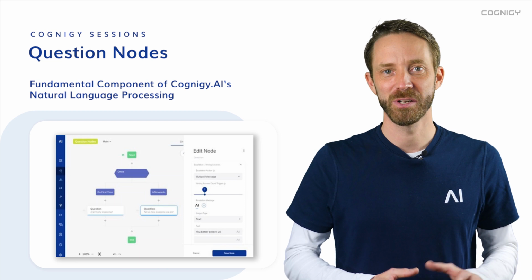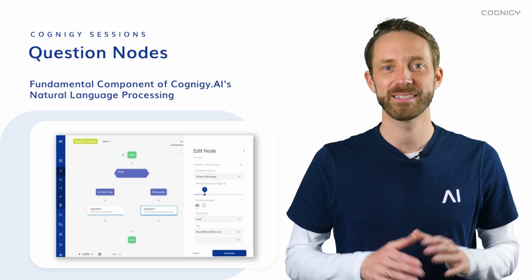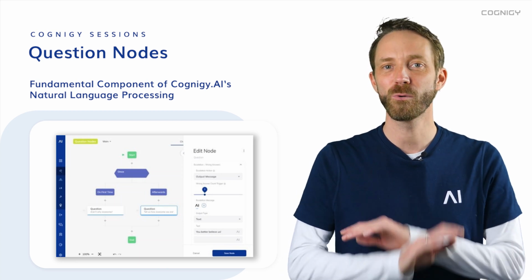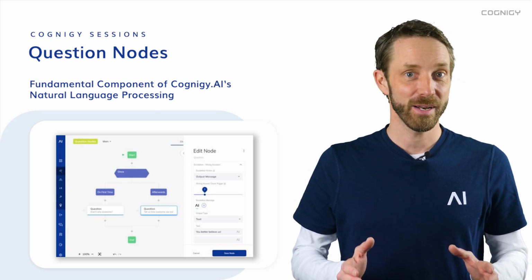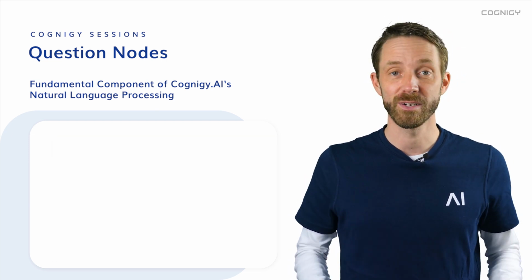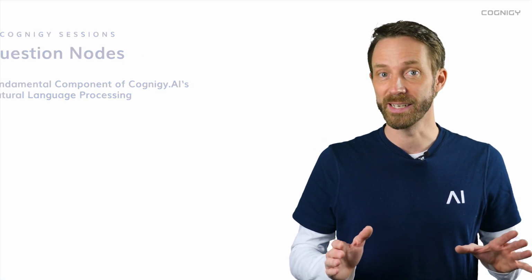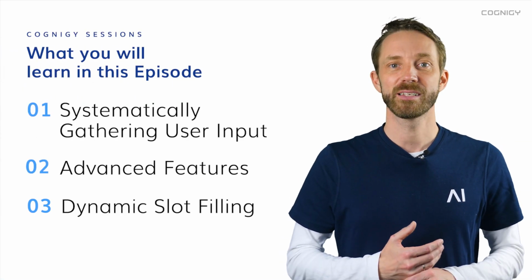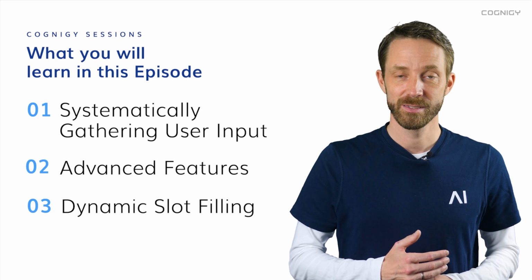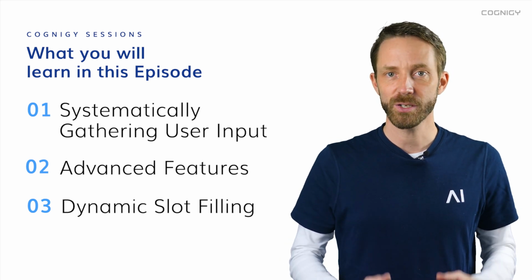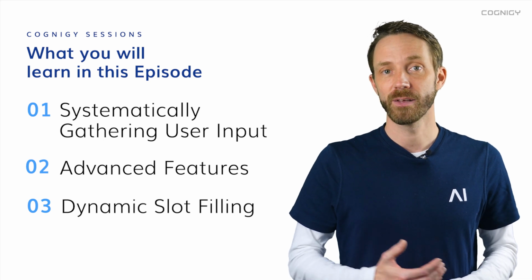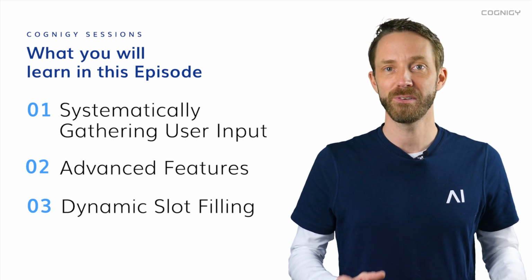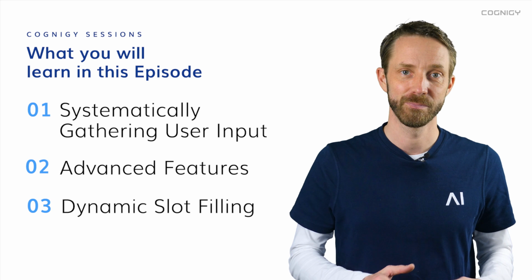In fact, question nodes are a core piece of Cognigy AI's natural language processing and probably way more powerful than most Flow developers would guess. So get ready for roughly 30 minutes of super advanced Flow design. You will see how question nodes can systematically gather user input, how to work with input validation, escalations, and other advanced features, and how dynamic slot filling enables the most natural, convenient experiences for end users.